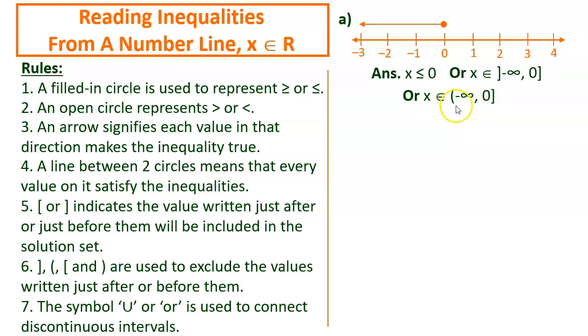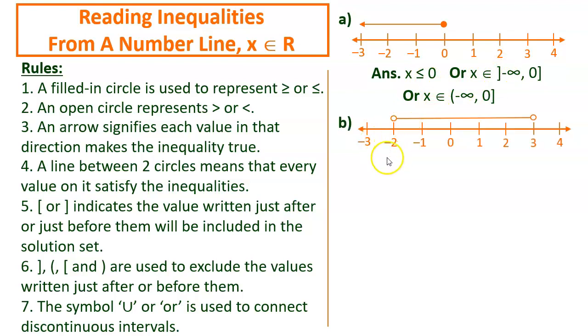So negative infinity has to get excluded, so I am using this. I can use this one or this one. And of course, since the 0 has to get included, this is the square bracket. So this particular inequality can be expressed in any one of these three ways.